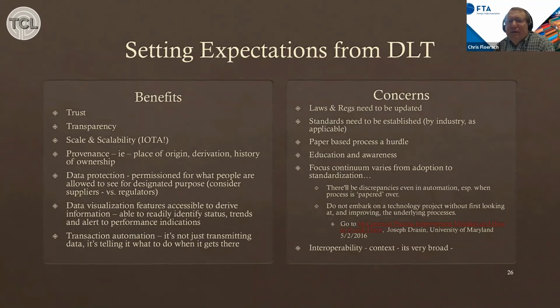So some concerns out there: laws and regulations need to be updated, standards need to be established. And that's really why we're making this outreach here, folks, is that we need you to get involved, because the more people we have at the table, the clearer the picture will be of what the needs are and what needs to be established. So it is important. Please, leaving this today, get involved somehow.